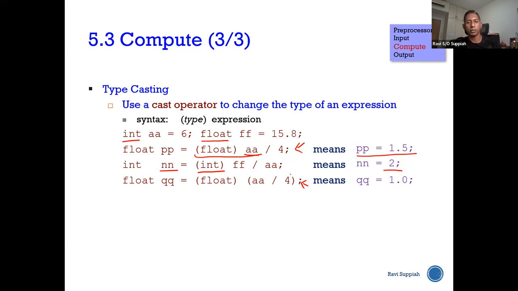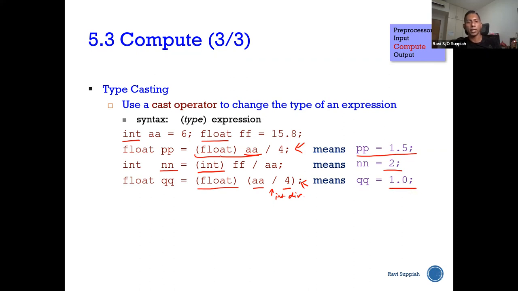Now, if you look at this division, I'm putting a bracket here. That means this is performed first. So AA divided by 4, AA is integer, 4 is integer. So this division will be treated as an integer division. I'm taking an integer divided by integer, so the answer is still an integer. So 6 divided by 4 is 1.5, but since it's an integer division, the answer is 1. But this answer 1, I am then casting to a float. So this float only comes into effect after the division is performed. That is why the 1 becomes 1.0.